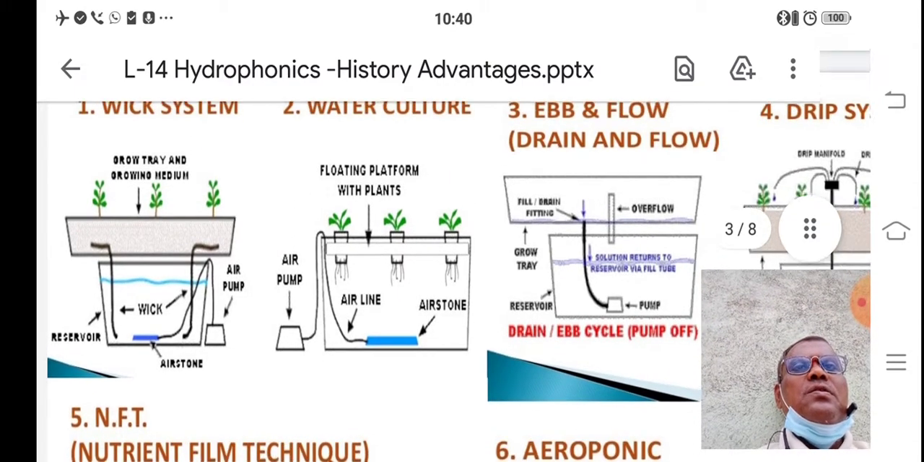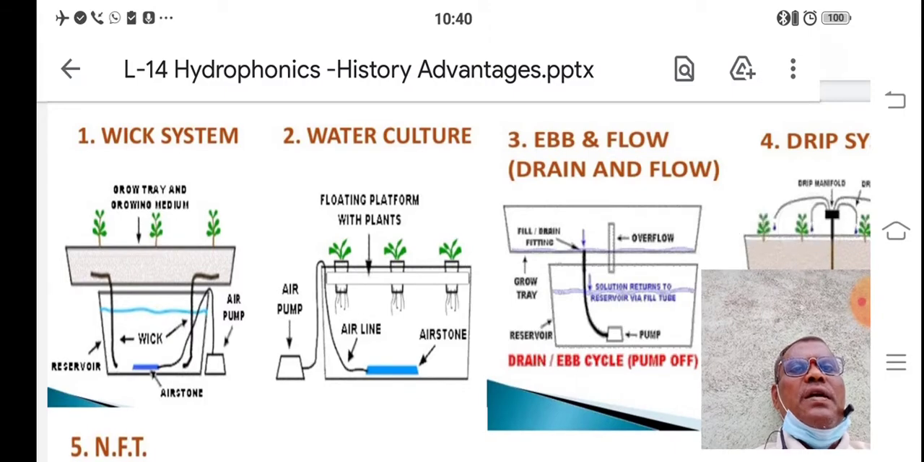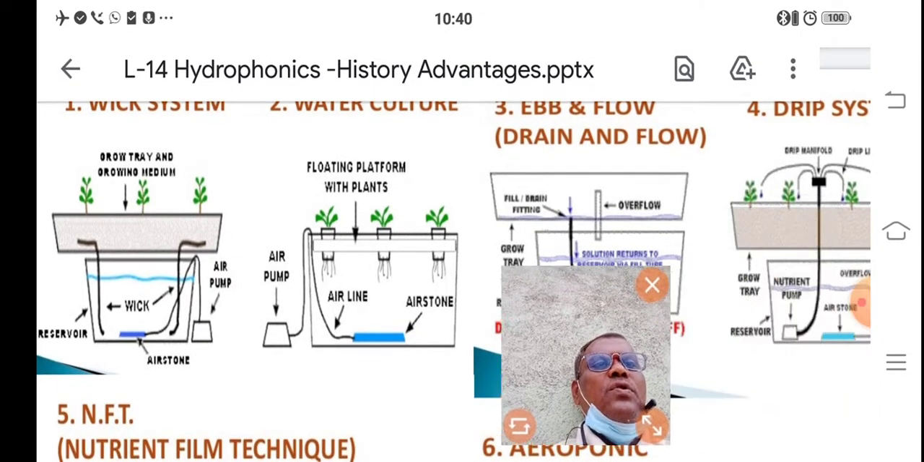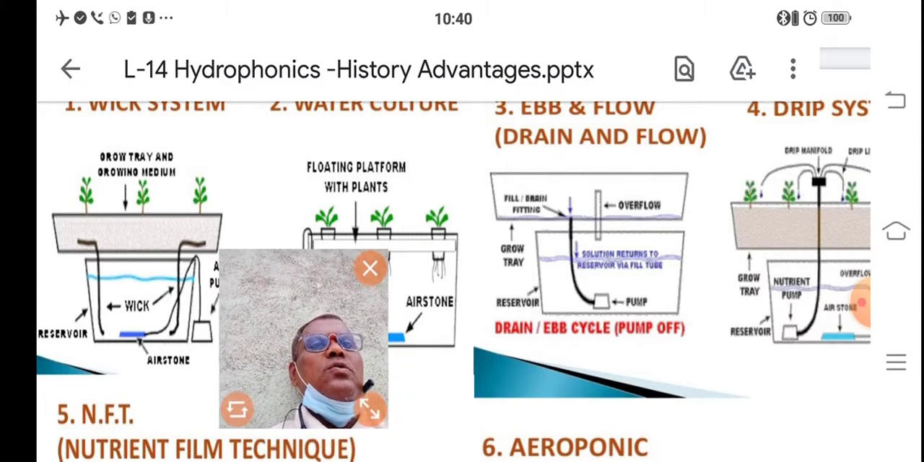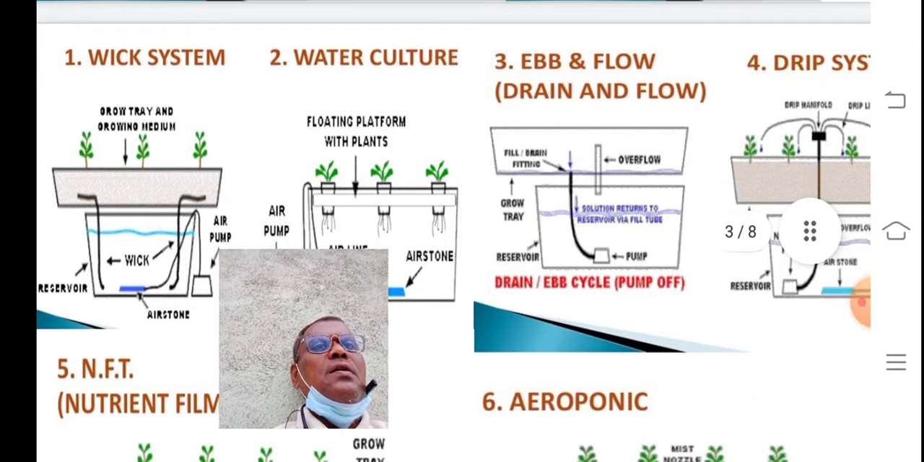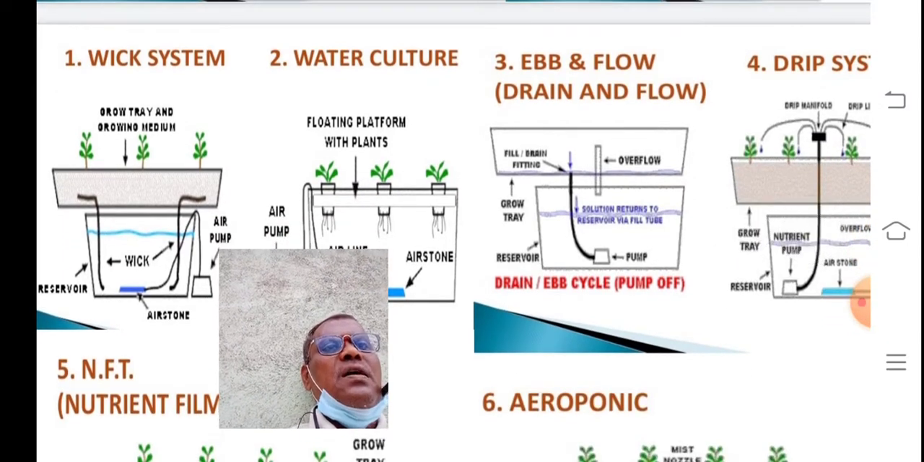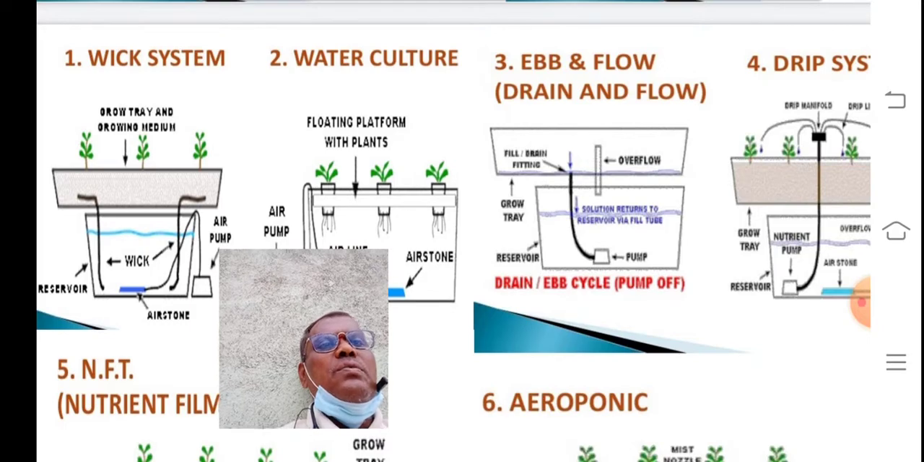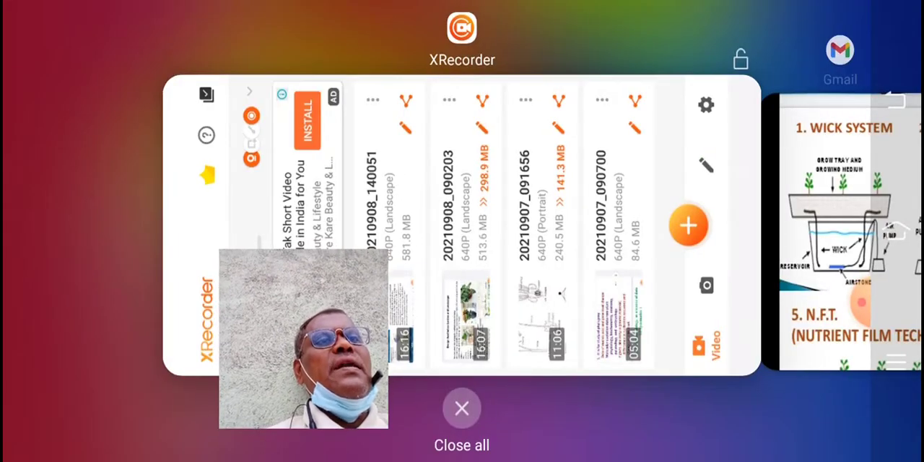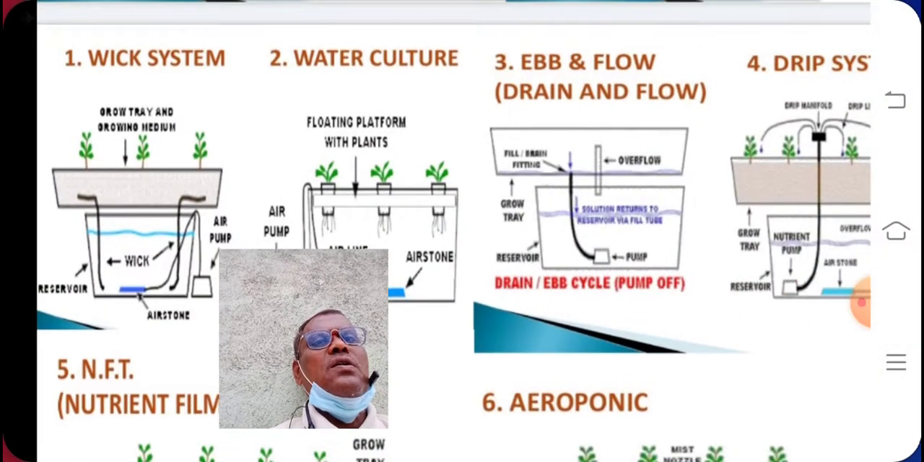The second system is water culture. The plants are directly in the water, with only an air pump for oxygen, right? There is a floating platform. Thirdly, ebb and flow. You see, in the ebb and flow there is this system with the plants, and the drain to the water reservoir, right? So you remember these diagrams for our study.